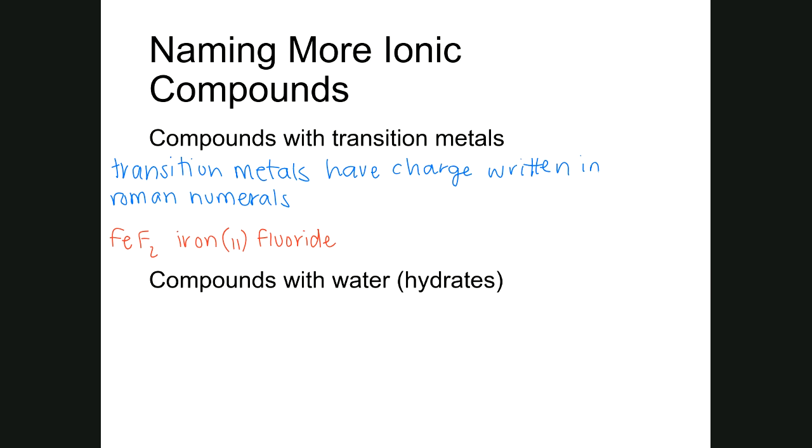So for instance, let's say Na is not a transition metal. Let's do CuSO4. Cu is our metal, so we know that's going to be copper. We'll have to fill in its charge, and then the polyatomic ion is sulfate. So how can we figure out what the charge of the copper is?